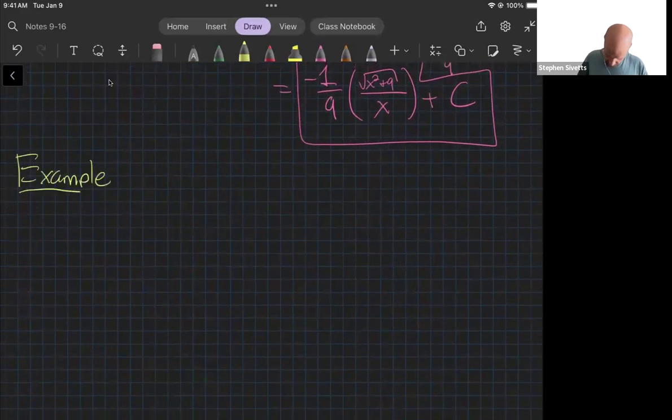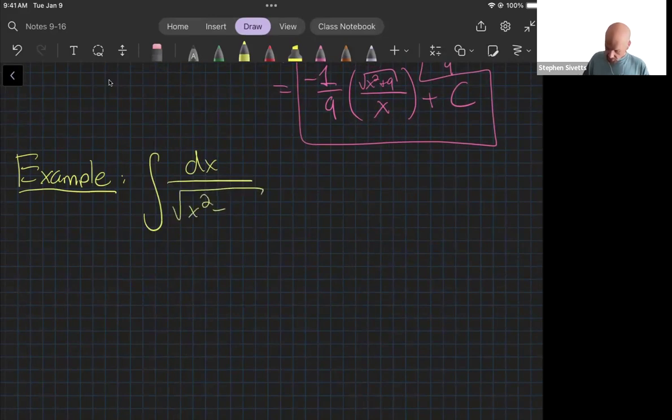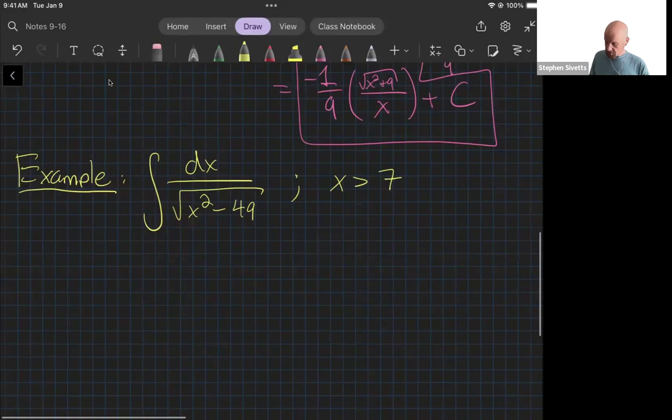Okay, so we have the integral of dx divided by the square root of x squared minus 49. Be careful, x has to be bigger than 7. If it's equal to 7, then we'll have problems. So pause the video, and I want you to try to look at how to proceed solving this integral. I'll give you a hint, it's not u sub. All right, best of luck.